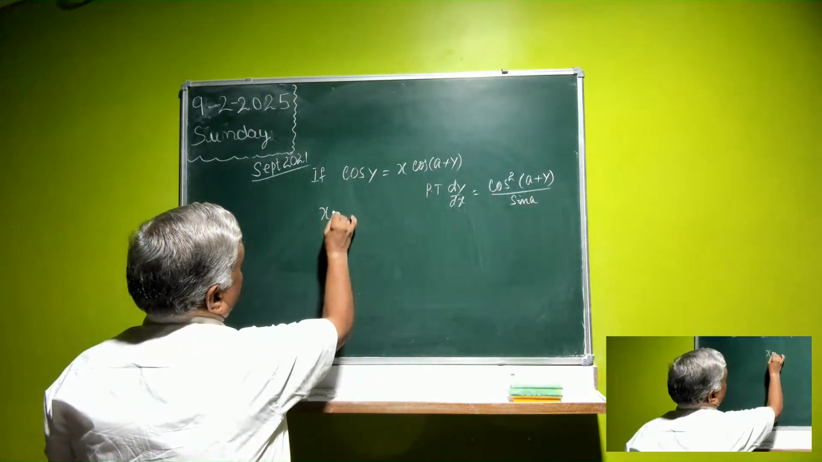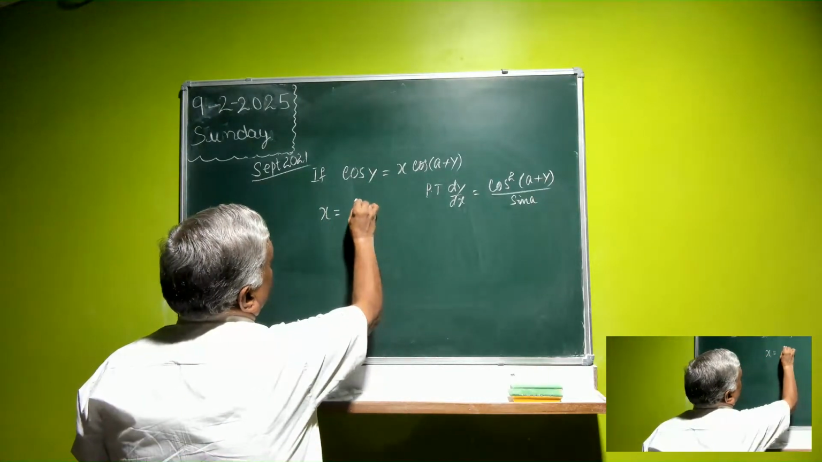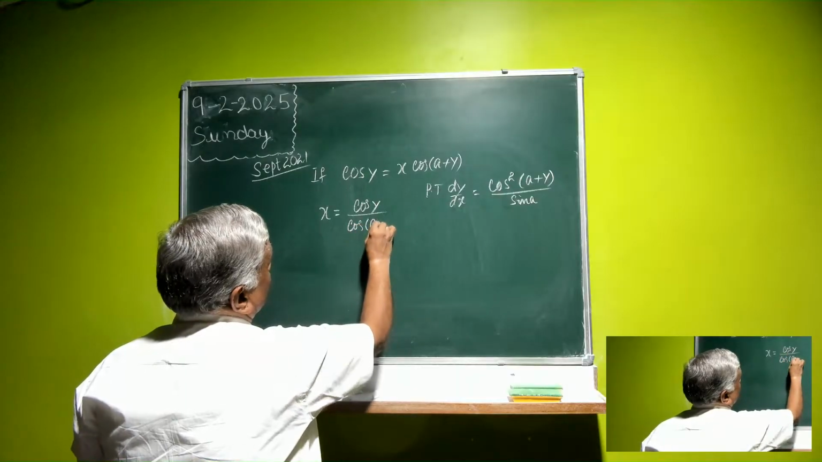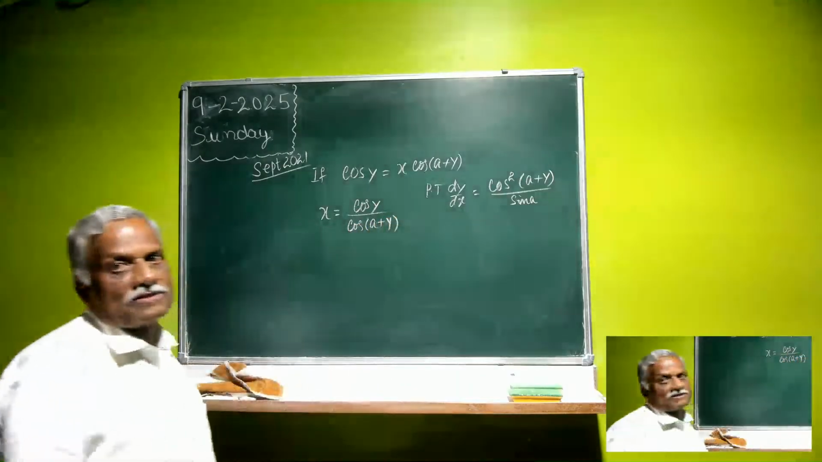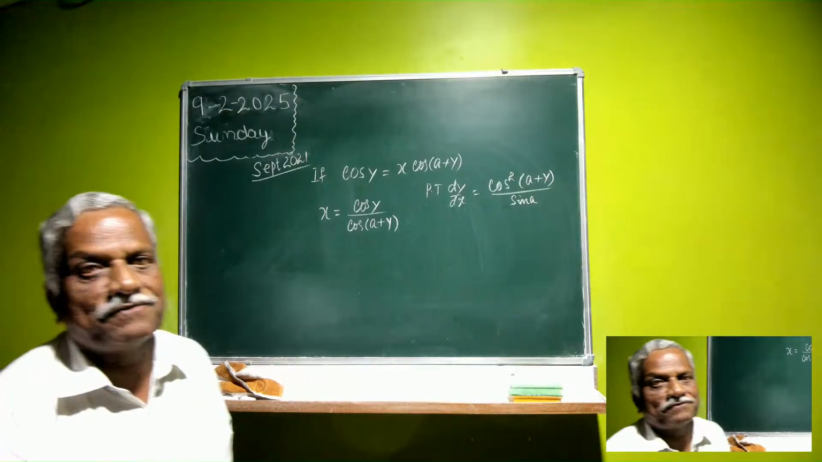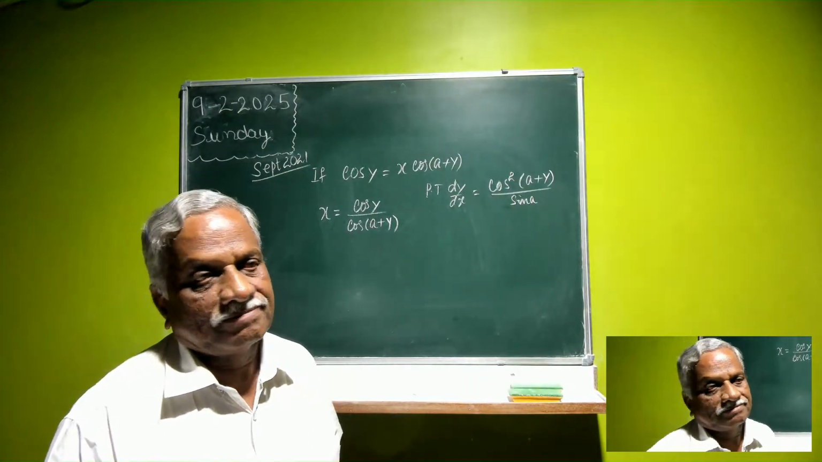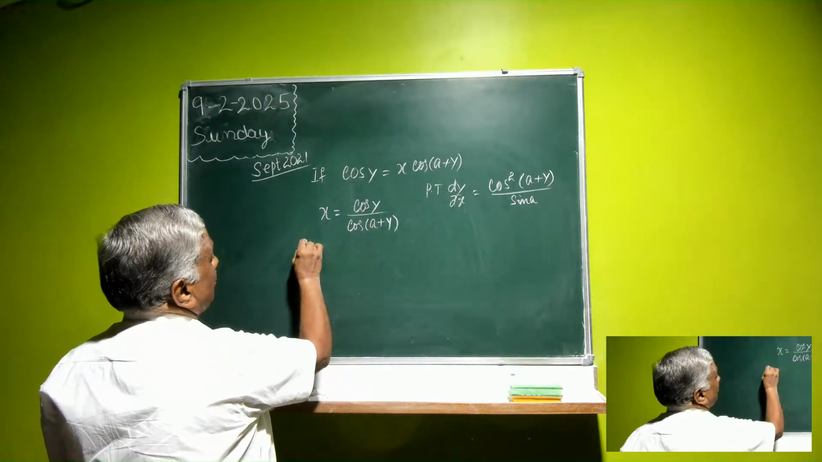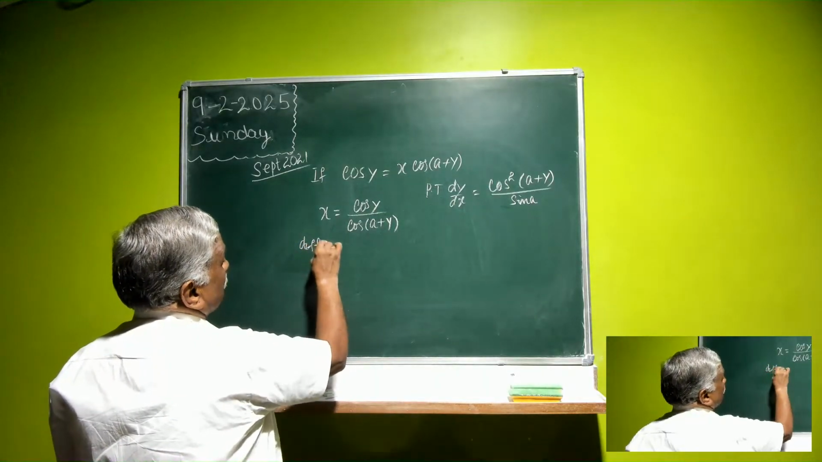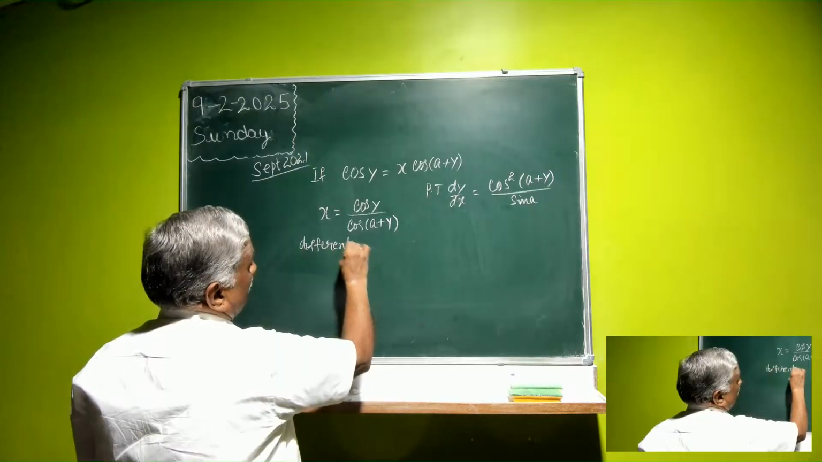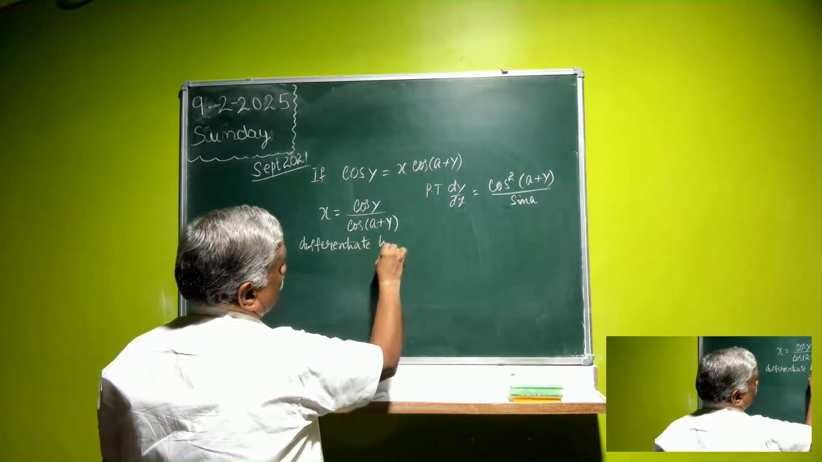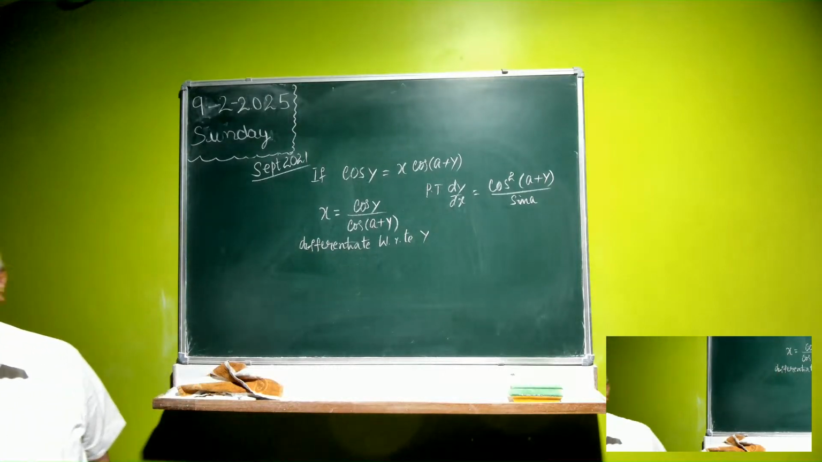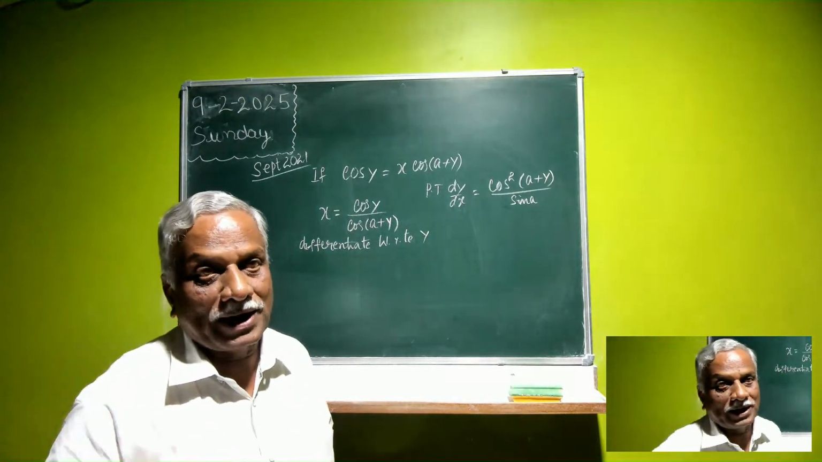So first write the step x is equal to cos y by cos of a plus y. This is totally different from the regular problems. Here, we follow a different method. Differentiate with respect to y. Normal differentiation is with respect to x. Here we are differentiating with respect to y.